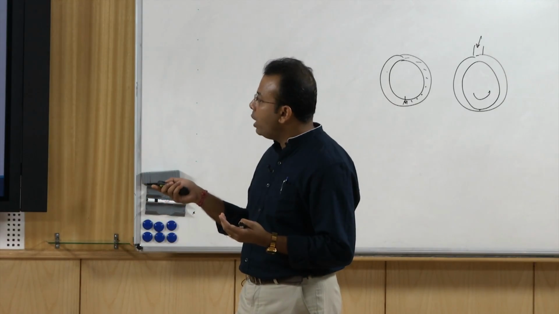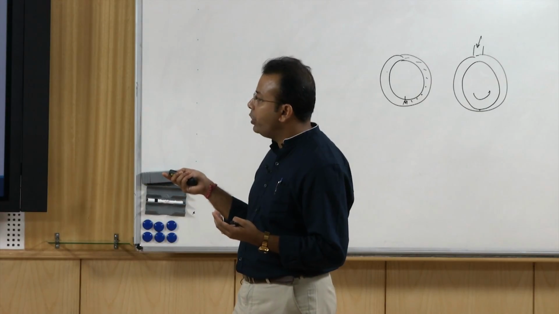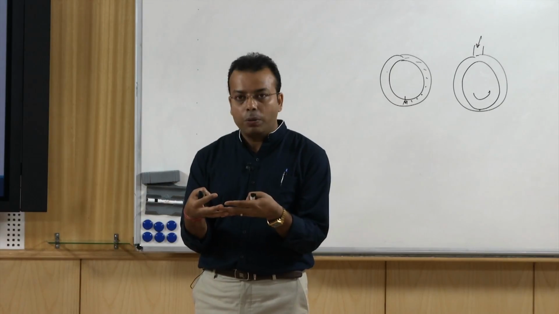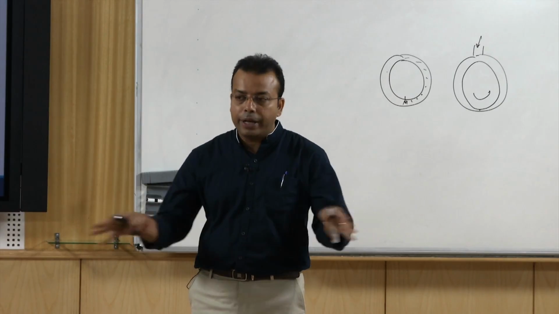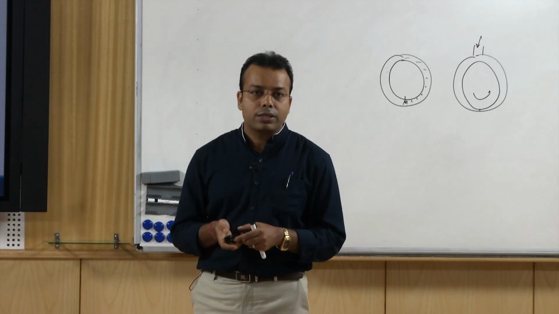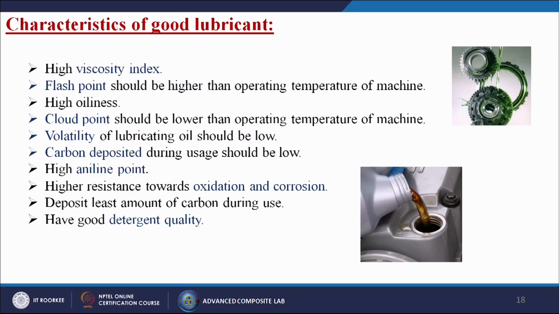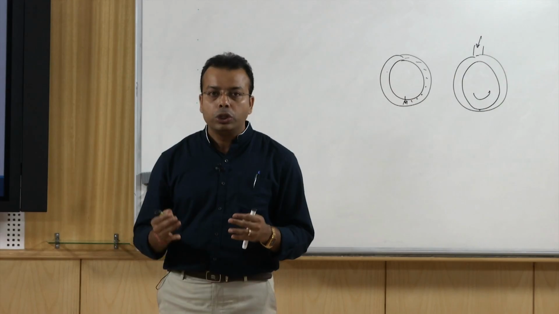Cloud point should be lower than the operating temperature of machines. Due to the temperature it should not agglomerate. If it agglomerates, then it will be very difficult, and the lubricant will not pass through all the surfaces. Volatility of lubricant oil should be low. Carbon deposited during usage should be low. High aniline point, higher resistance towards oxidation and corrosion, deposit the least amount of carbon during use, and have good detergent quality. These are all the properties a good lubricant should have.